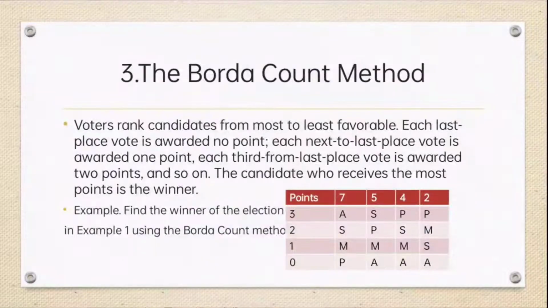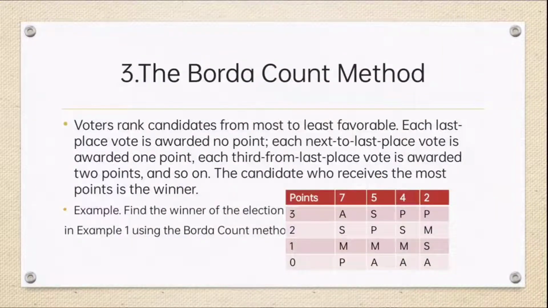Number 3. The Borda count method. Voters rank candidates from most to least favorable. Each last place vote is awarded no points. Each next to last place vote is awarded 1 point. Each third from last place vote is awarded 2 points, and so on. The candidate who receives the most points is the winner.